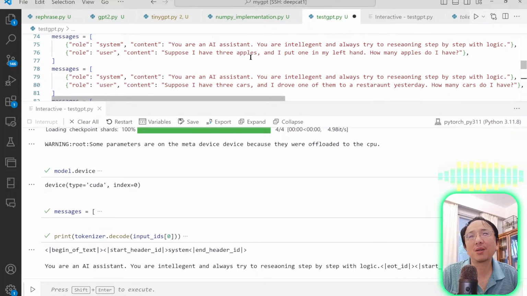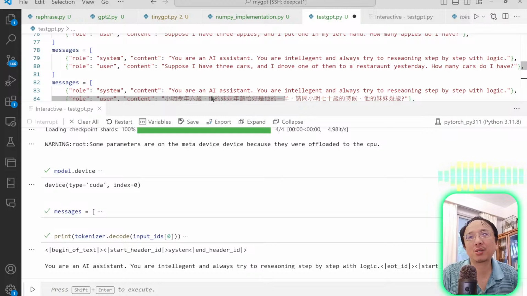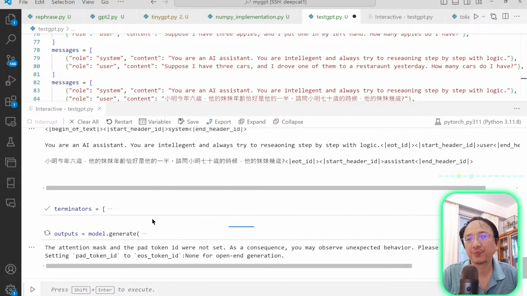There are also some other trick questions like, suppose I have 3 apples and I put one in my left hand. How many apples do I have? And another trick question is that I have 3 cars and I drove one of them to a restaurant yesterday. How many cars do I have? You may try it as well.